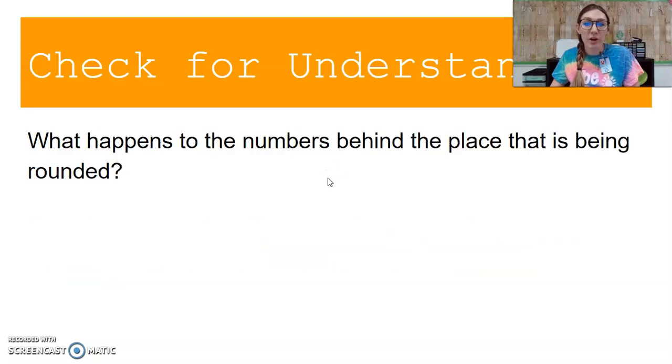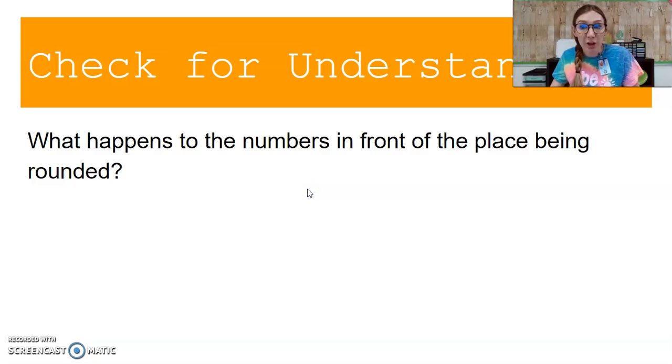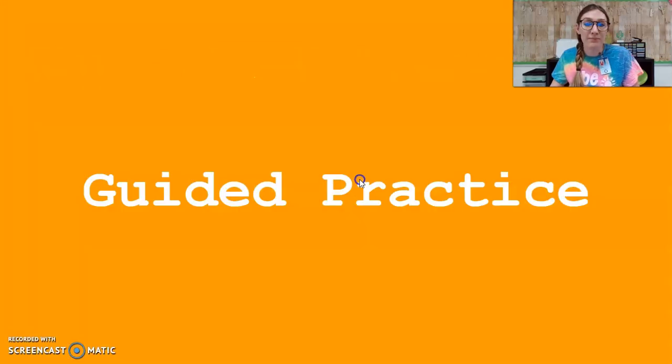What happens when the numbers behind the place, so to the right, is being rounded? They turn to 0. So remember, everything to the right of the place that is being rounded turns to zeros. What happens to the numbers in front or to the left of the place being rounded? They stay the same.